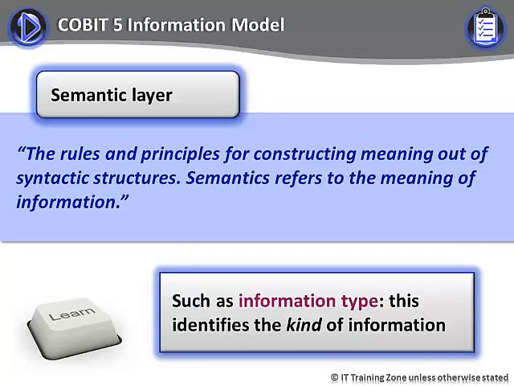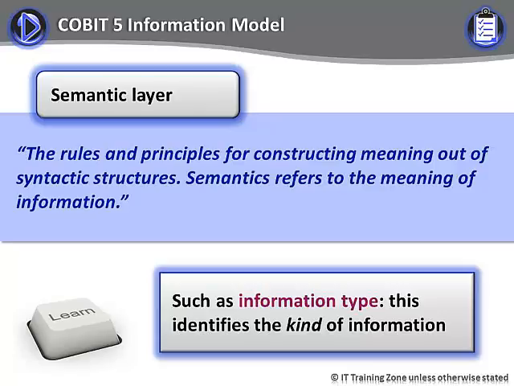Above the syntactic layer is the semantic layer. COBIT describes this as the rules and principles for constructing meaning out of syntactic structures. Semantics refers to the meaning of information. This is best explained by giving you some examples.